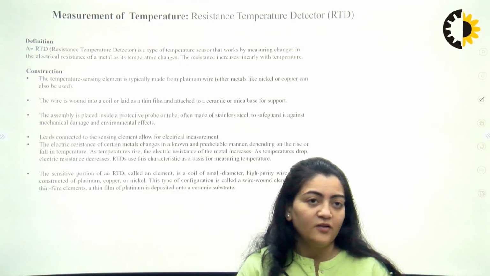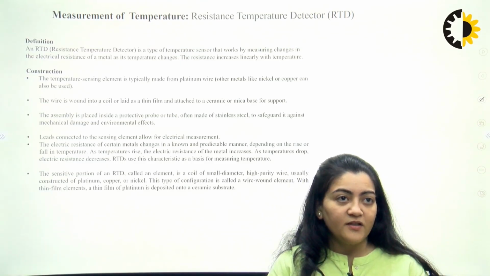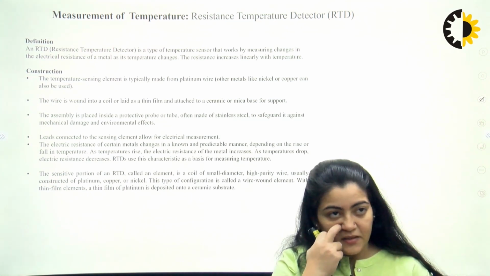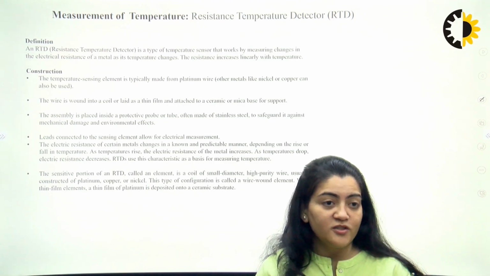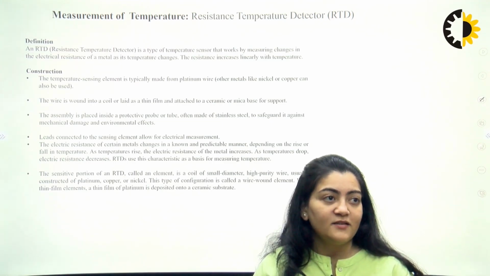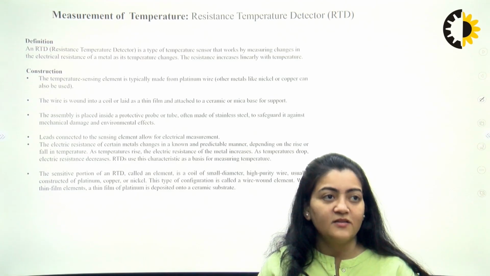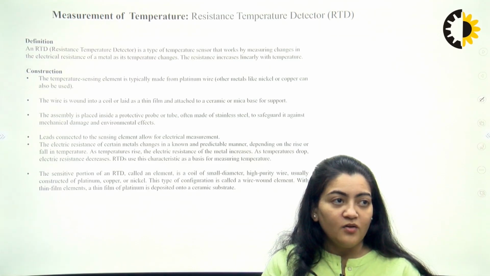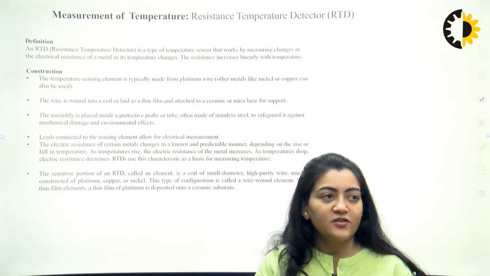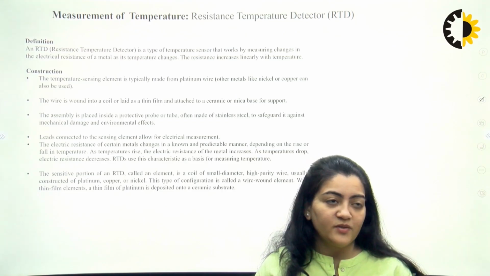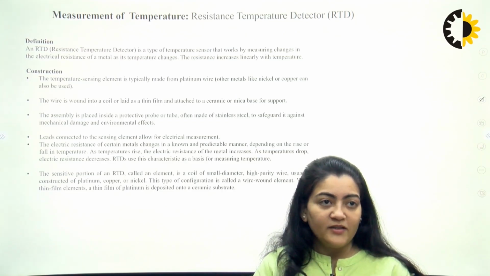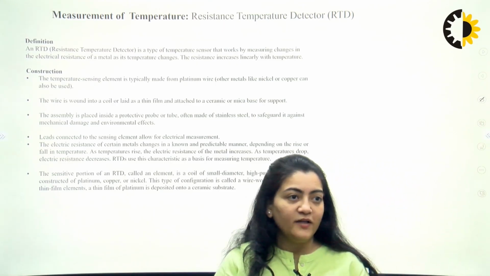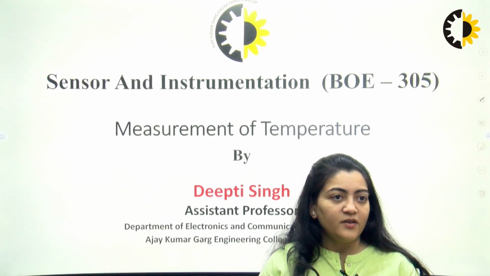The first one is the resistance temperature detector, that is RTD. RTD is a type of temperature sensor that works by measuring the change in its resistance. If the metal's resistance changes, the resistance increases linearly with the temperature. Now, how is it constructed? The temperature sensing element is typically made of platinum wire. Other metals like nickel or copper can be used. The wire is wound into a coil or laid as a thin film and attached to a ceramic support.